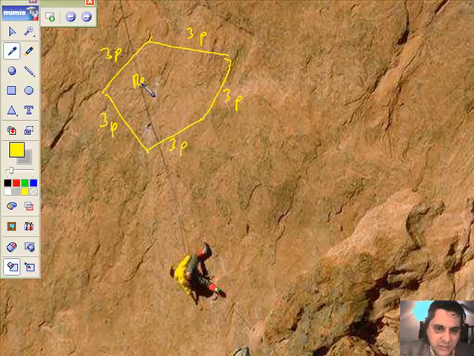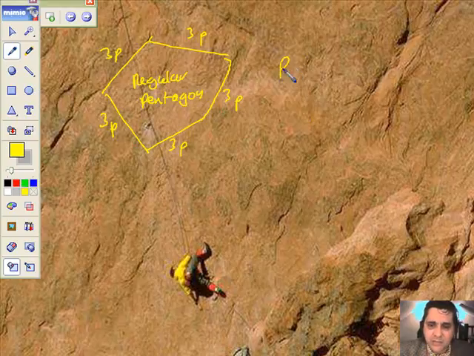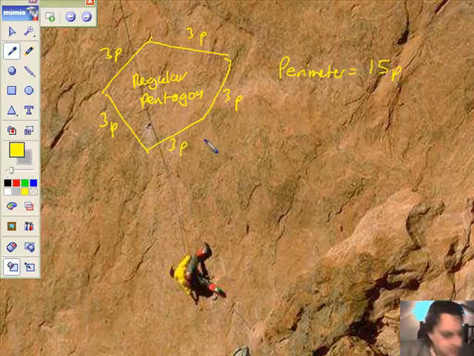I think I'll write that down for your own glory. Regular pentagon. It doesn't say I've got to name it as such, but it's got to be regular. All the sides are the same. Anyway, it says write down and simplify an expression of the perimeter. Well, come on. 3, 3, 3, 3, 3, 5 threes. Perimeter equals 15p, end of, that's it.